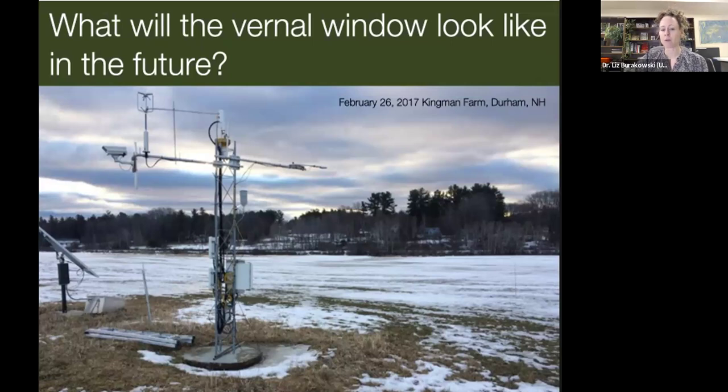We did end up getting a little bit more snow after this photo was taken, but it was a pretty big shock to the system to think that our vernal window might have been extended by quite a bit if we lost all our snow in February.